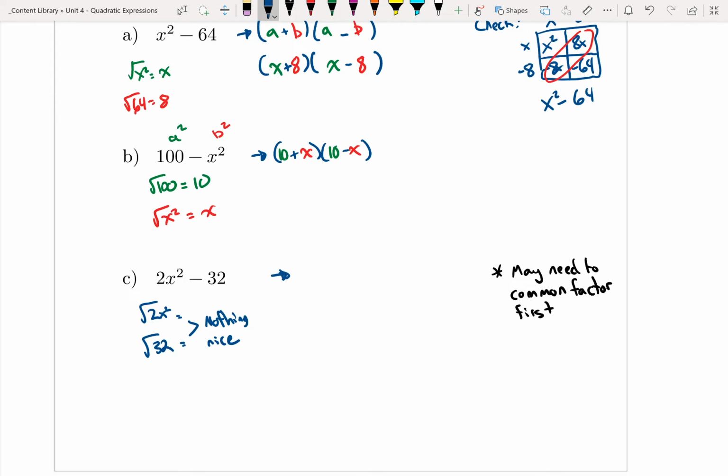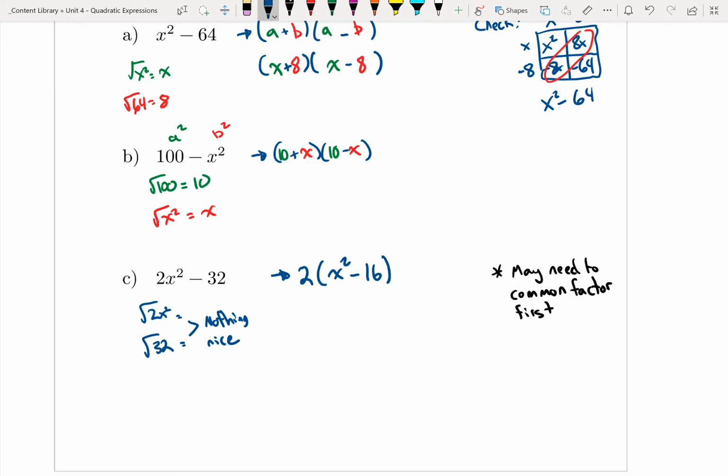If you forget common factoring, please go back to the note on that. But basically, I'm taking the greatest common factor between 2x squared and 32, which in this case is just 2. I'm going to write it outside, and then inside the bracket is going to be my original terms, everything divided by 2. So 2x squared divided by 2 is just x squared. Negative 32 divided by 2 would be negative 16. So now I've common factored it.